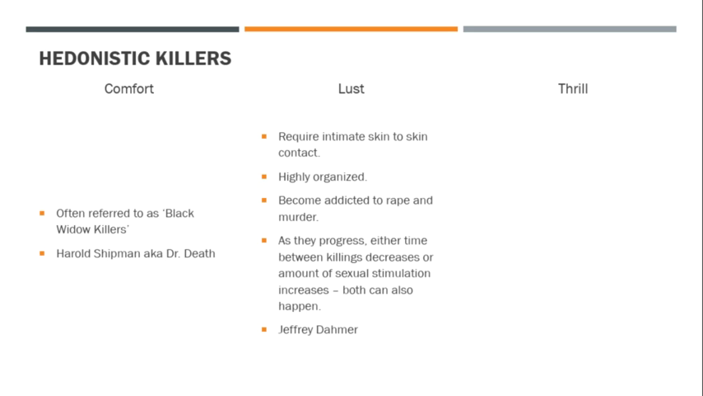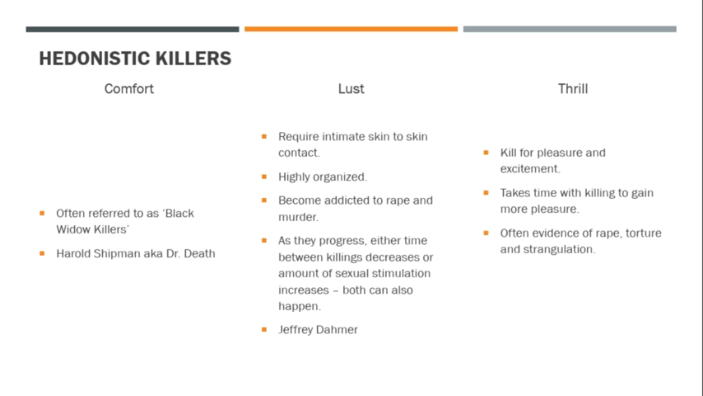The third type is the thrill killers. They tend to kill for the pleasure and excitement of the kill. In many cases, the offender will take their time killing in order to gain the most pleasure out of it. There is often evidence of rape, torture, and strangulations in the victims of these killers. Once the victim is dead, the pleasure subsides for the killer as they take joy in the suffering of the victim. An example of this type of killer is the Zodiac killer.